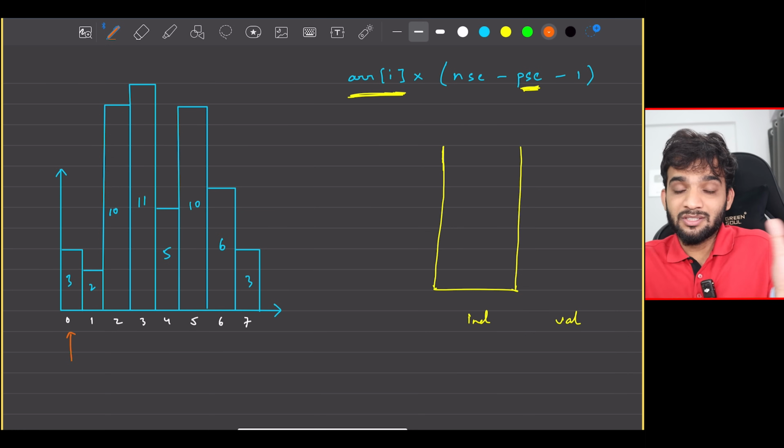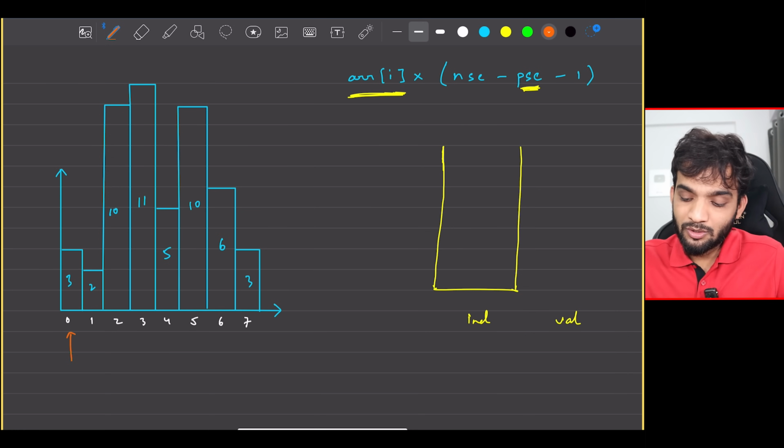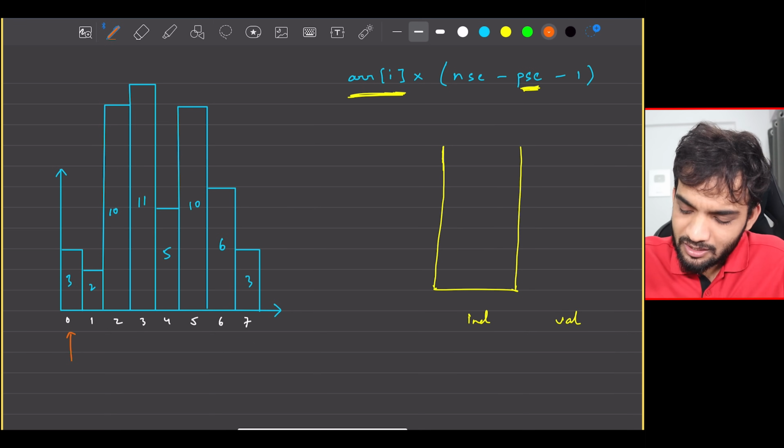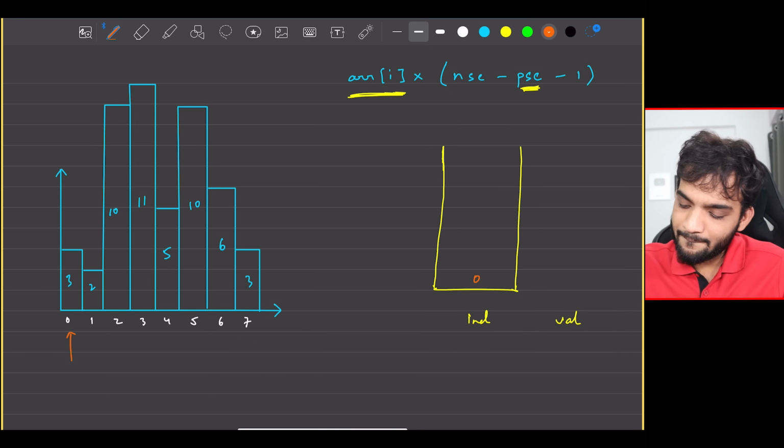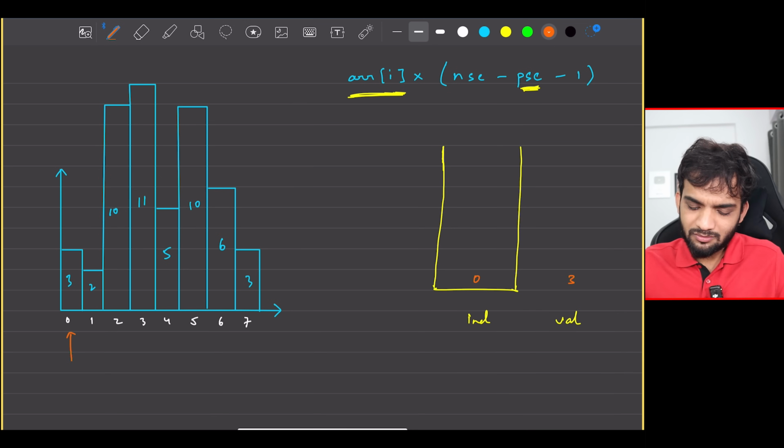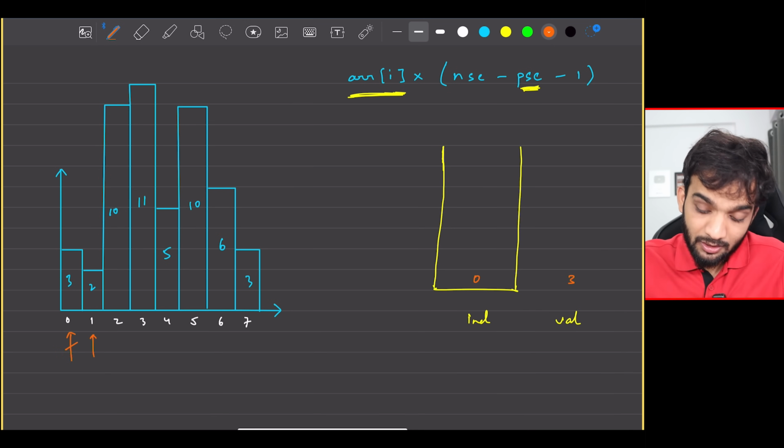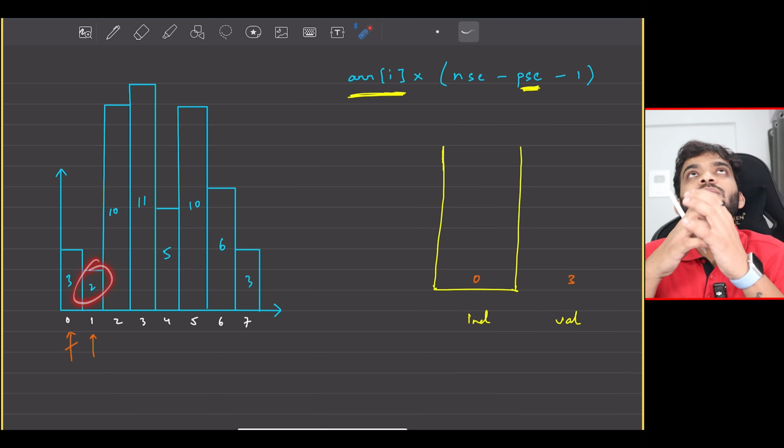Okay, so the first element I go to is the 0th index, which has a value of 3. The stack doesn't have anything, so just put it into the stack with value 3. That's it, done. Next, I'll go to the next element. Now this time, the stack has a value of 3.